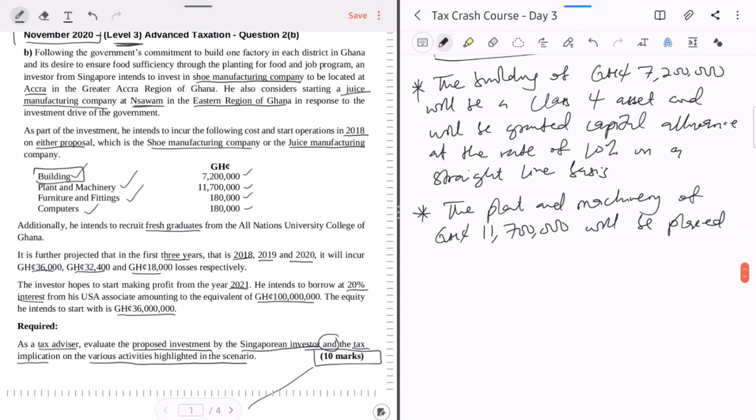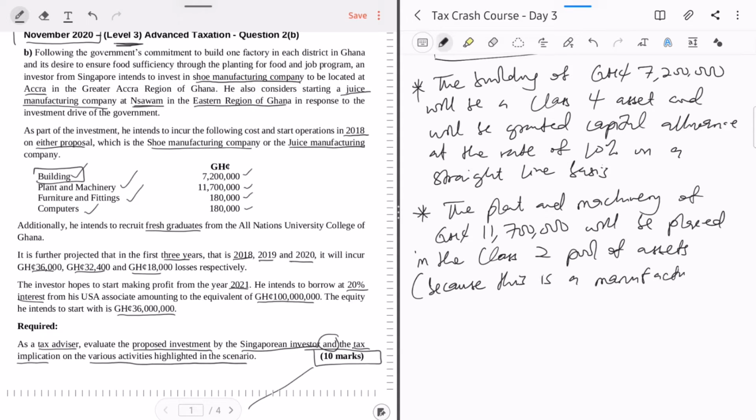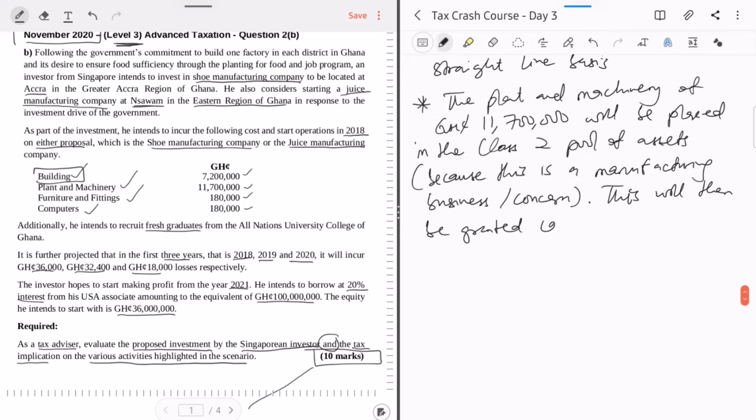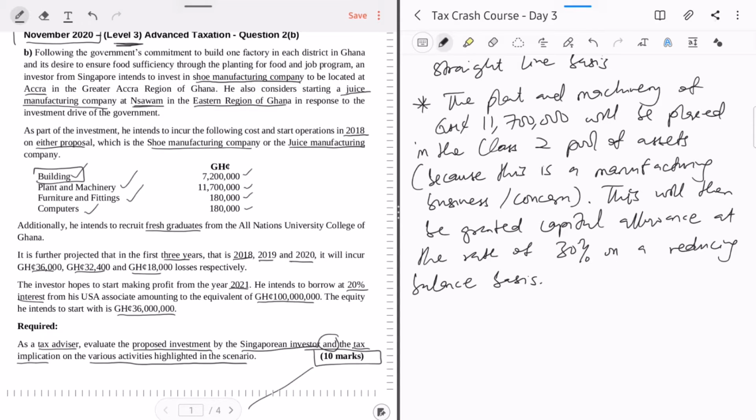The plant and machinery of 11.7 million will be placed in the class 2 pool of assets. You can even flex the examiner and let them know, because this is a manufacturing business or a manufacturing concern, right? This will then be granted capital allowance at the rate of 30% on a reducing balance basis.